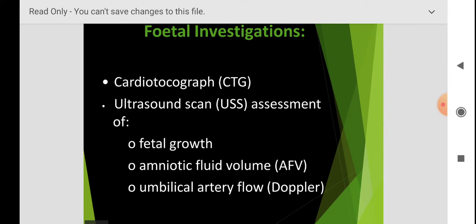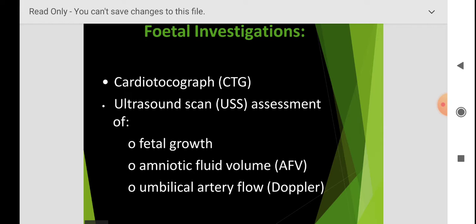Now coming to the fetal investigations. After the maternal investigations, you also have to investigate for fetal well-being. How do you do that? By cardiotocograph. What is the difference between NST and CTG? NST is when the same test is performed on a non-laboring patient. Cardiotocograph records both maternal uterine contractions as well as the fetal heart sound that occurs in labor. So whenever you do that test in labor, it is called cardiotocograph.